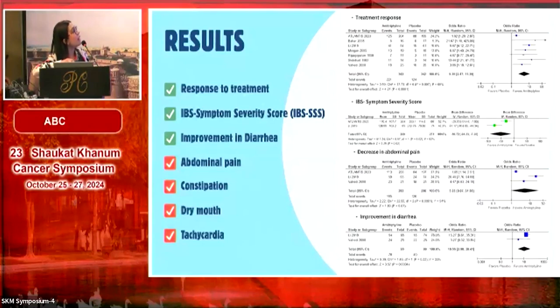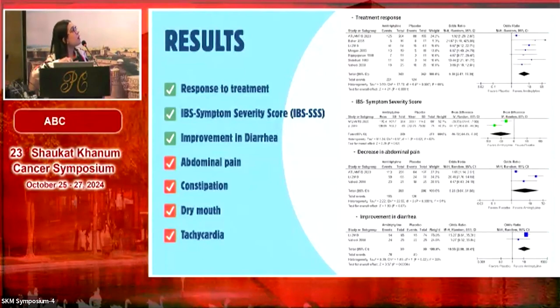And then we estimated their odds ratio, and according to that, you can see that our p-value is less than 0.05. That is the cutoff, as we all know, for it to be statistically significant. So our p-value was 0.001, less than 0.05. So it was inferred that in the treatment response, amitriptyline was preferable to placebo. Similar was the case in IBS symptom severity score and improvement in diarrhea.